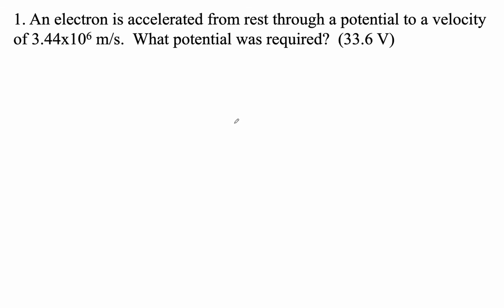Okay, so an electron is accelerated from rest through some potential to a velocity of very fast, right? Notice that that velocity, even though it's fast, is small compared to the speed of light. So this is E6, and the speed of light is 3E8. Once you get to 20% of the speed of light, what we're doing here doesn't work. But anyway, let's take a look at this.